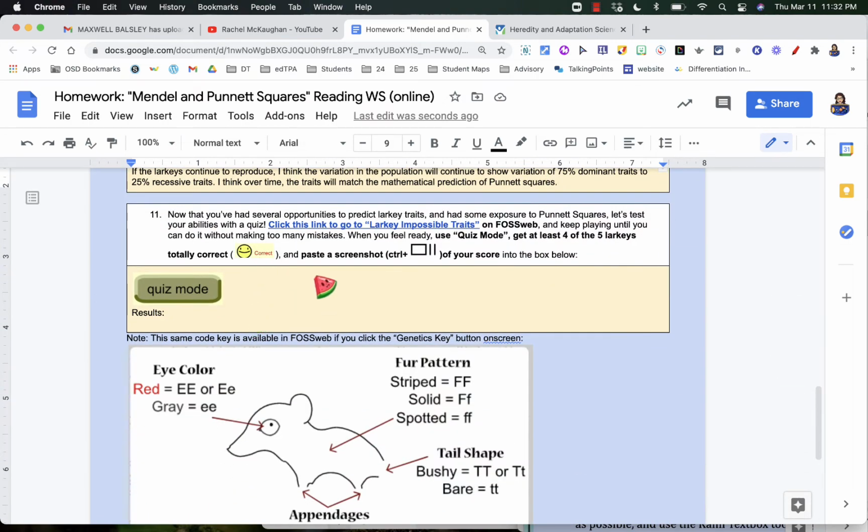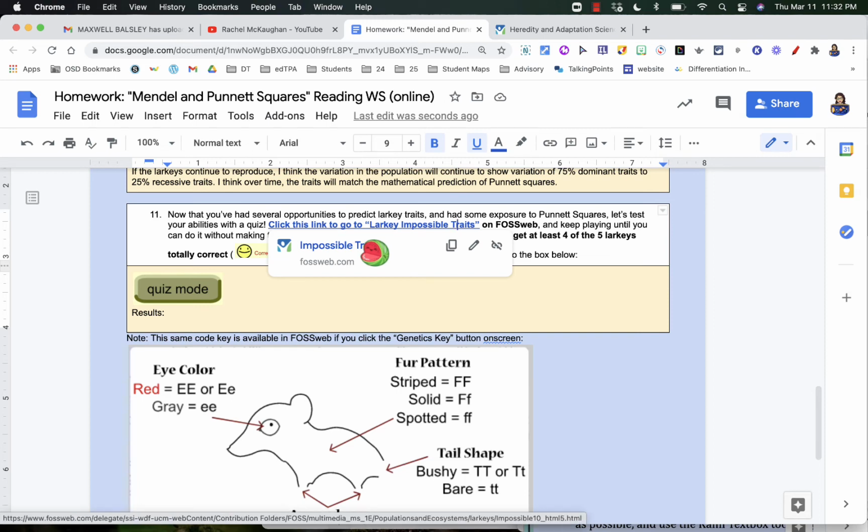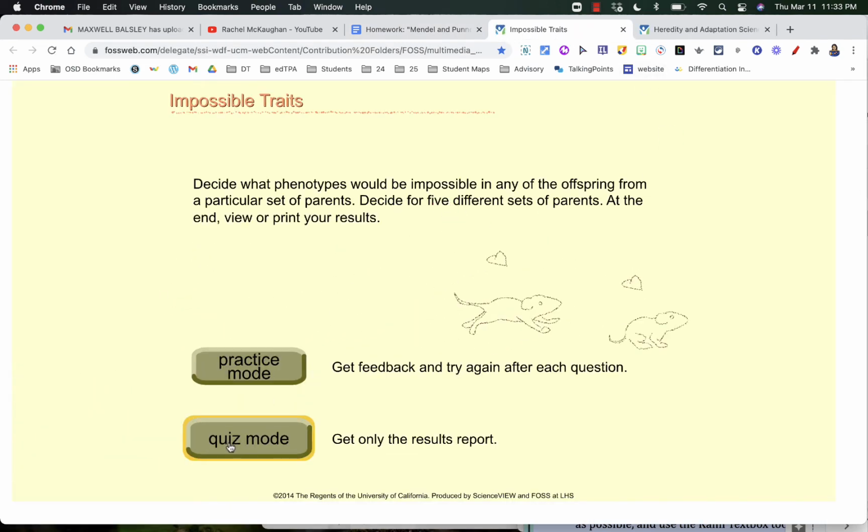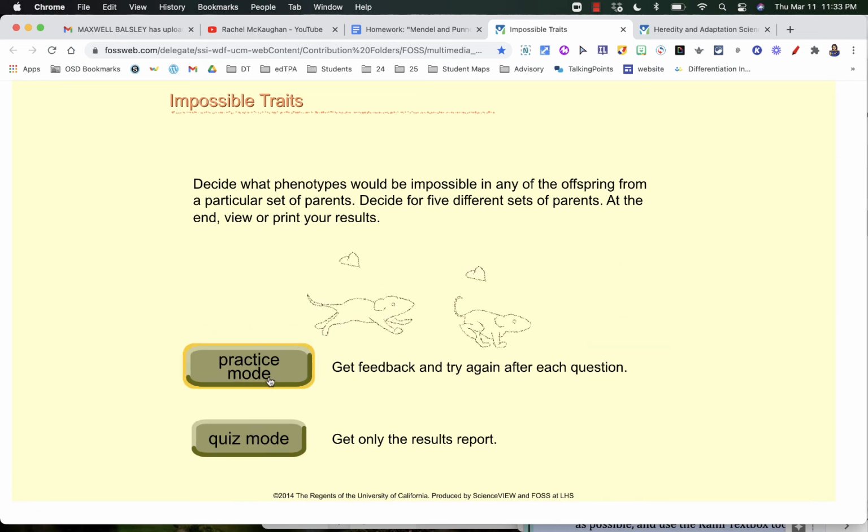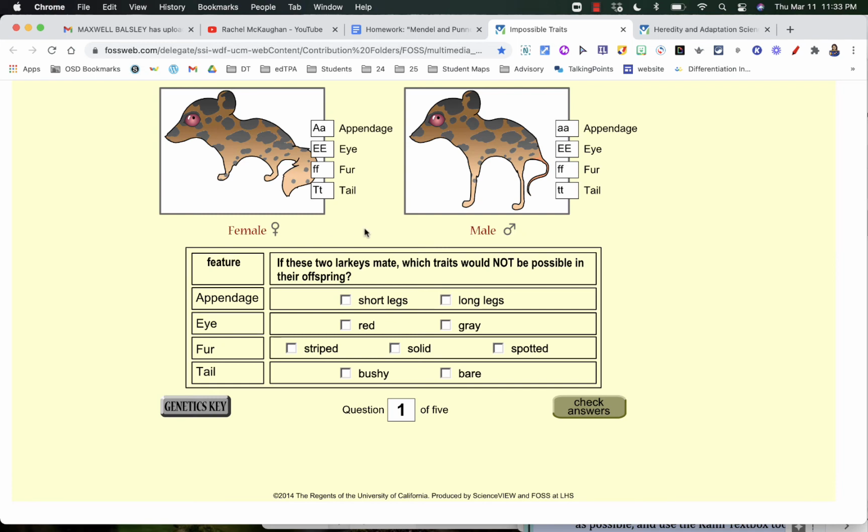Okay, now we have to do Larky and possible traits on FOSWeb. This one is where you have to find these parents. Let's do practice mode for like 1. Okay, if these two larkies mate, which traits would not be possible in their offspring?